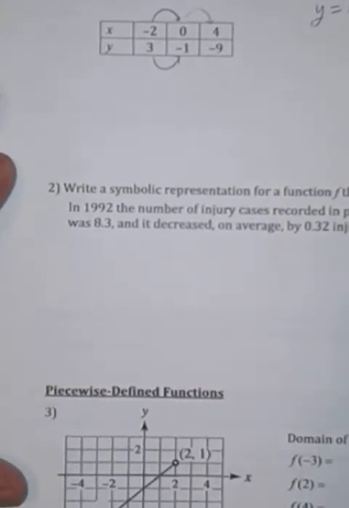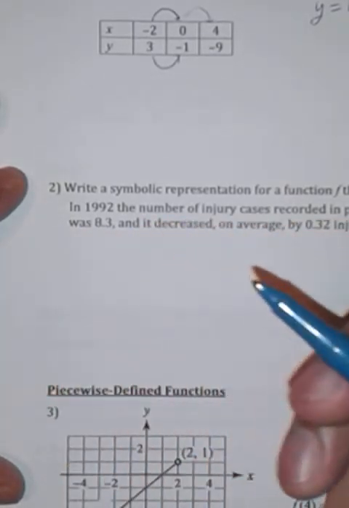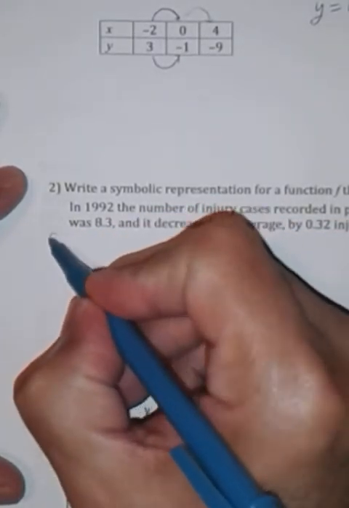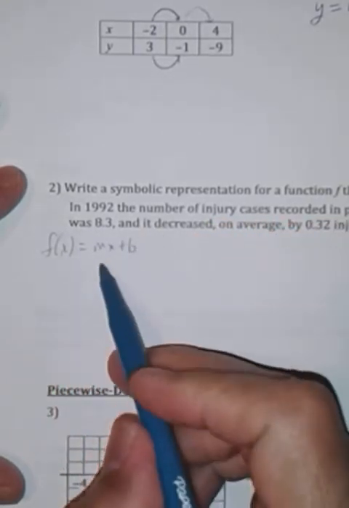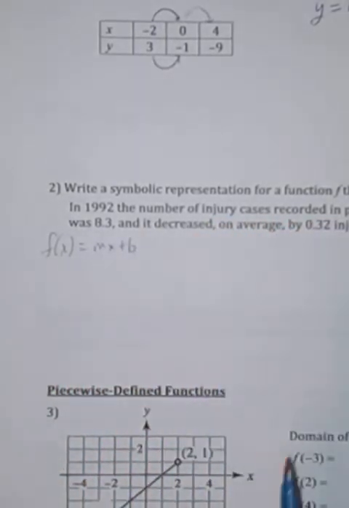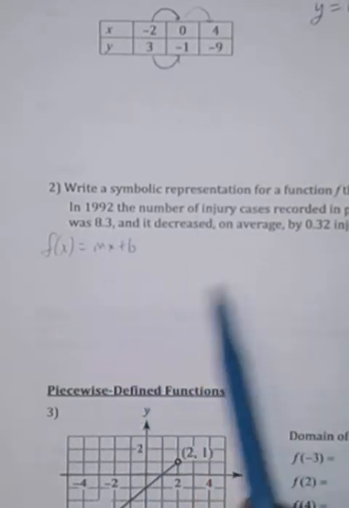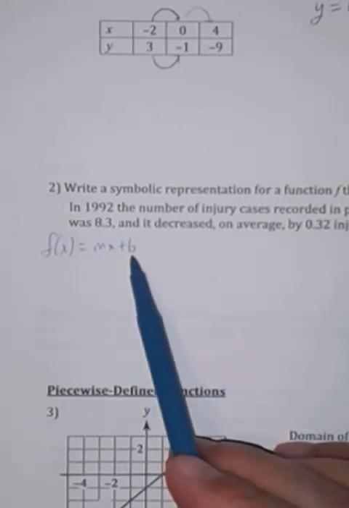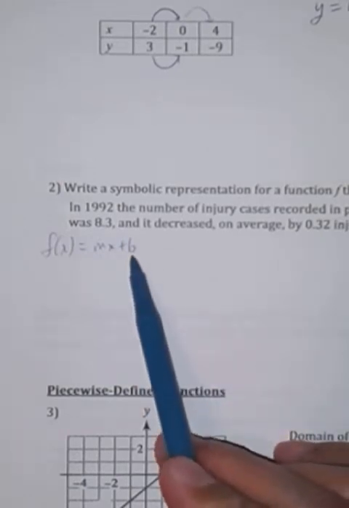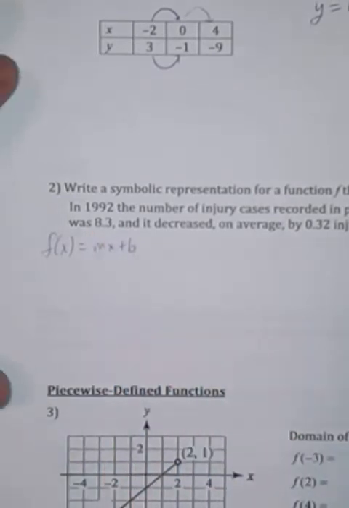All right, so same thing. So we need to write f of x equals mx plus b, right? Which means we need to find the slope and the y-intercept. So in word problems, you want to look at the slope as the rate of change. Okay, so something is changing at what rate? Okay, and then b is your initial value. Notice in this case it's 8.3. Right, that's your initial value.